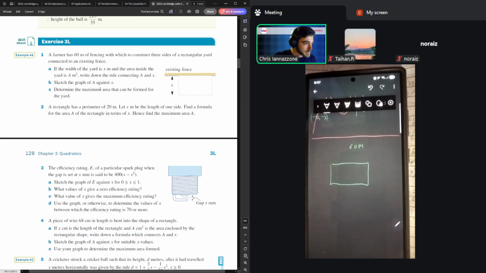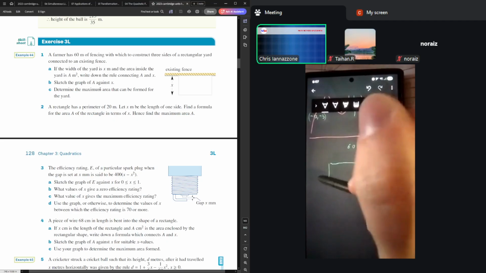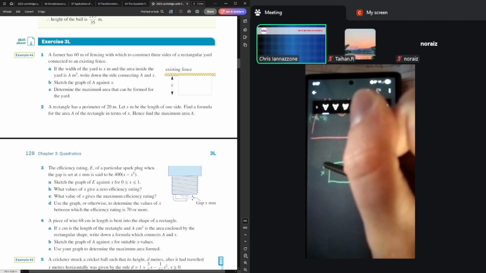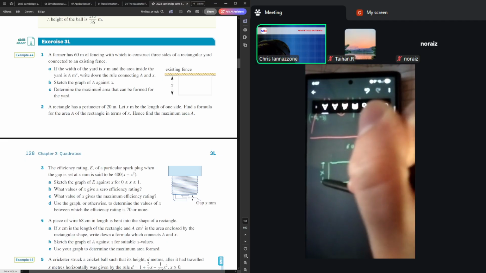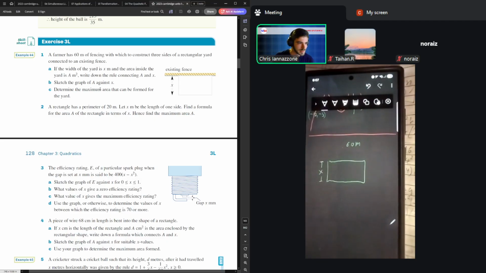First question says write down the rule connecting A and X. That simply means find the area equation purely in terms of X. They did also come with a bit of a picture there. They're saying that X is this thing here. So if we wanted to create a rule connecting A and X, or in other words, an area equation, generically speaking, how do you find the area of a shape like this?